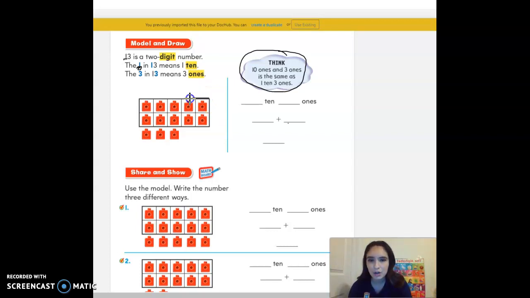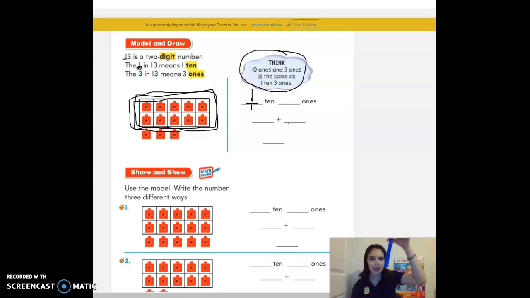So how many groups of 10 here in this 10 frame do I have? If I group these ones into one group of 10, how many are there? Okay, so the cubes show 1 ten, right? 1 ten, and how many ones? The ones that are outside of the 10 frame, how many does it show here? How many ones? I have 3 ones. Okay, so there are 10 cubes in the 10 frame and 3 cubes outside the 10 frame.